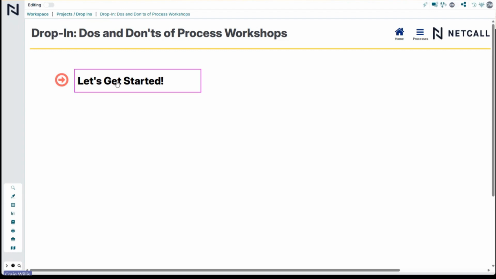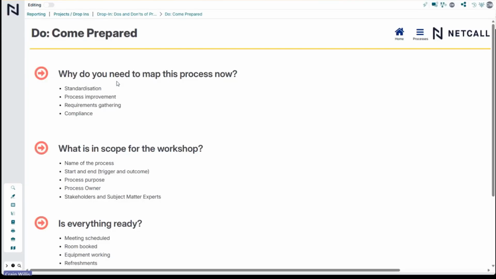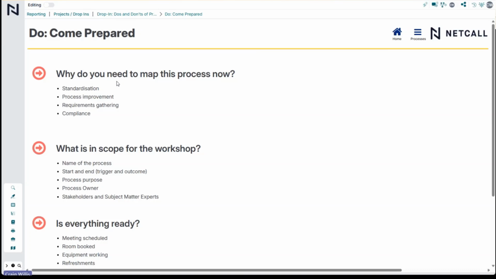So my first one is a do, and hopefully this should be common sense to most people running a process workshop, but it is come prepared. There's lots and lots of things you can do to prepare yourself for a process workshop, but what I've done here is pulled out what I think are some of the key things to remember. And some of these things, although they might seem quite obvious, I have been involved in workshops where this hasn't been done, and it's been a little bit difficult.